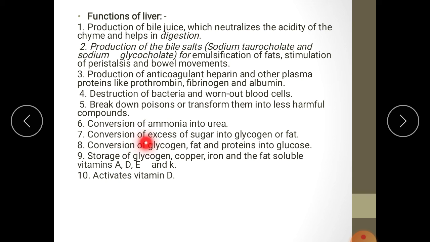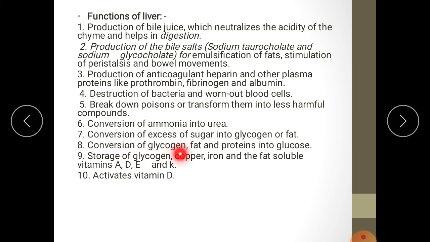So conversion of excess sugar into glycogen or fat. If at all blood has excess quantity of sugar, that sugar is converted into either glycogen or fat. Glycogen is a polysaccharide. Fat, you know, is composed of fatty acids and glycerol. Fat is also rich in energy. Glycogen is also rich in energy. So these two are energy rich respiratory substrates.